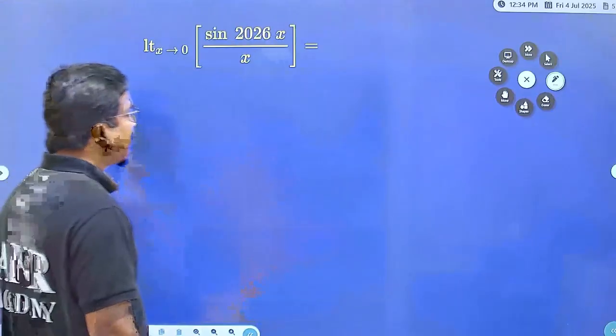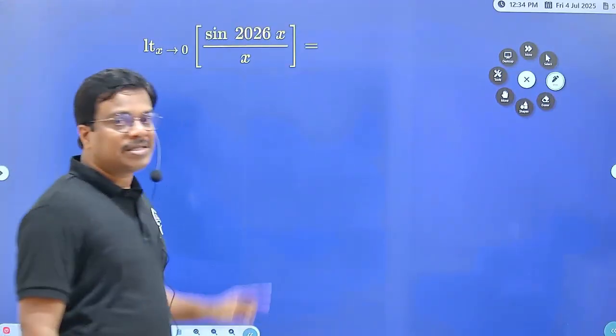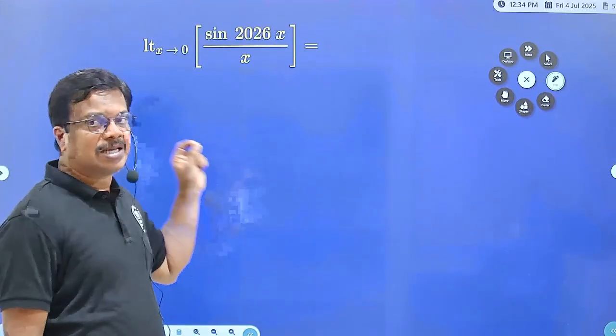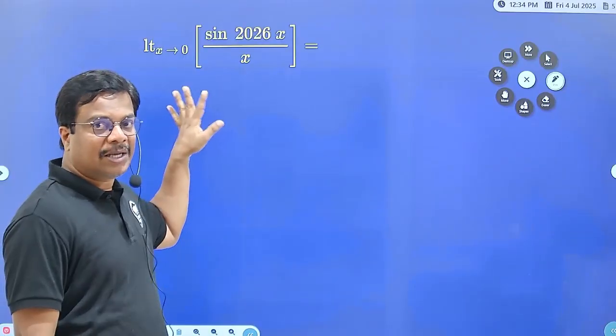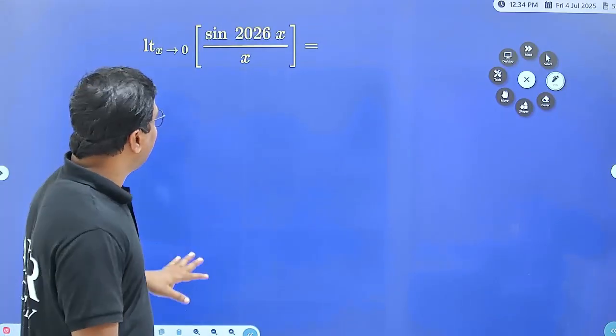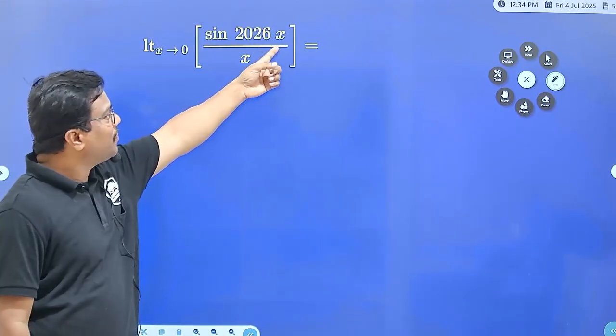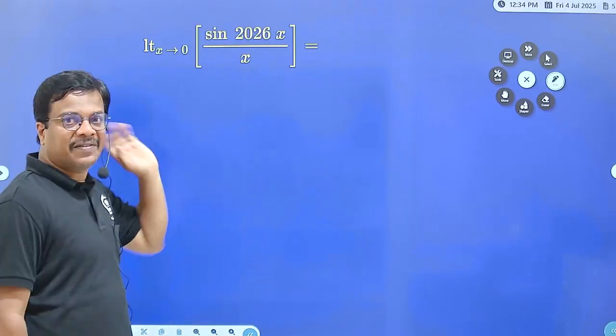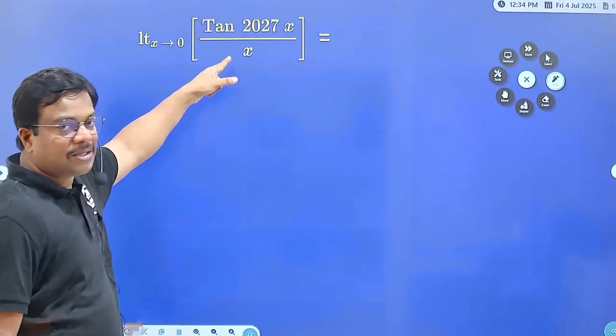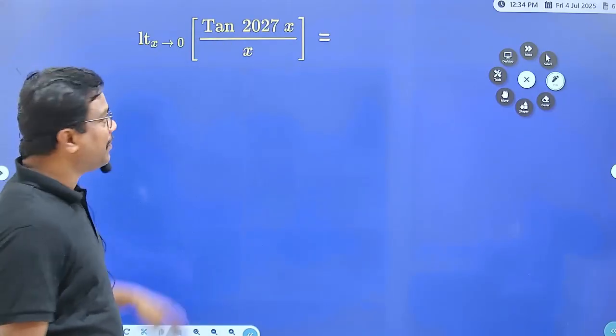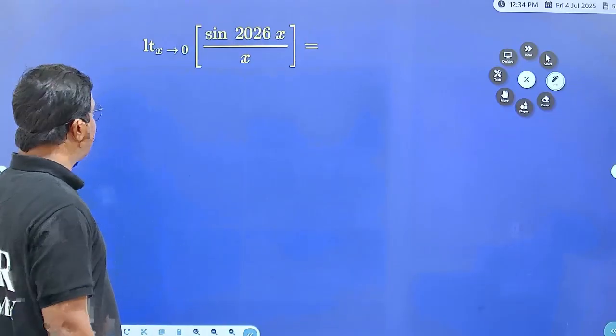Yes, you know that the step of sin x by x as x extends to 0 approaches 0 clearly. But here the coefficient of x is given as 2026. In this question, the coefficient of x is given as 2027. How to handle this question? Let us observe.